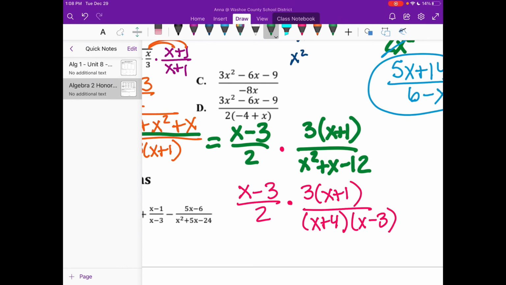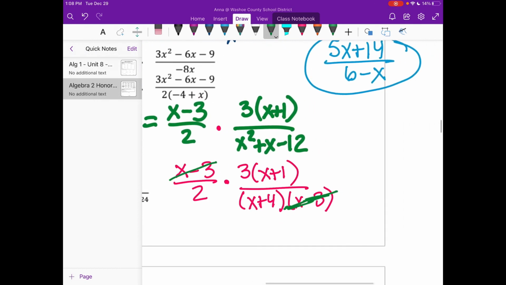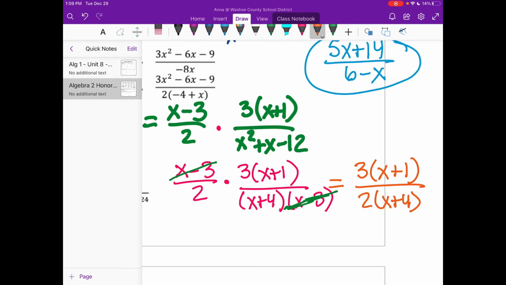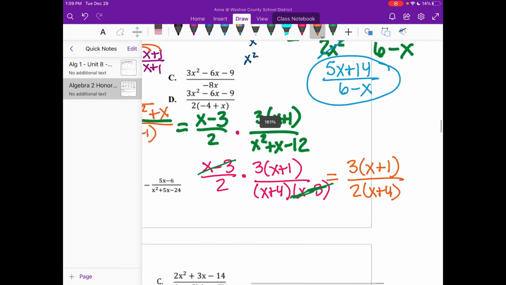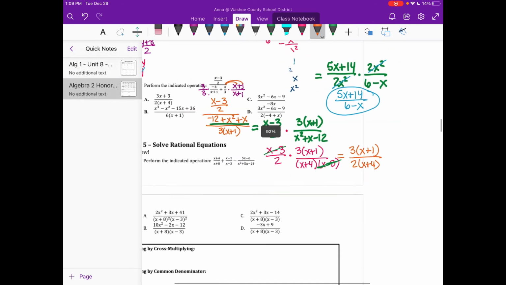It's a lot faster. All right, so let's go ahead and cross off where we can. Looks like we have an x minus 3 on top and an x minus 3 on the bottom. We are allowed to do that because we factored out the x minus 3. That's allowed, okay? We can't do anything with that x plus 1 or that x plus 4, so we're going to leave it as 3 times x plus 1 over 2 times x plus 4, okay?